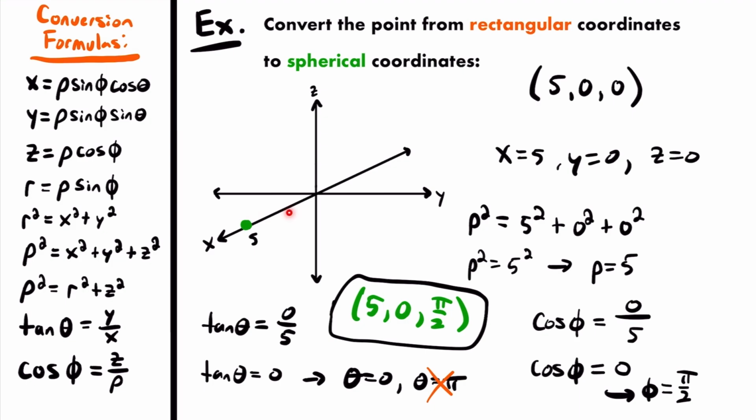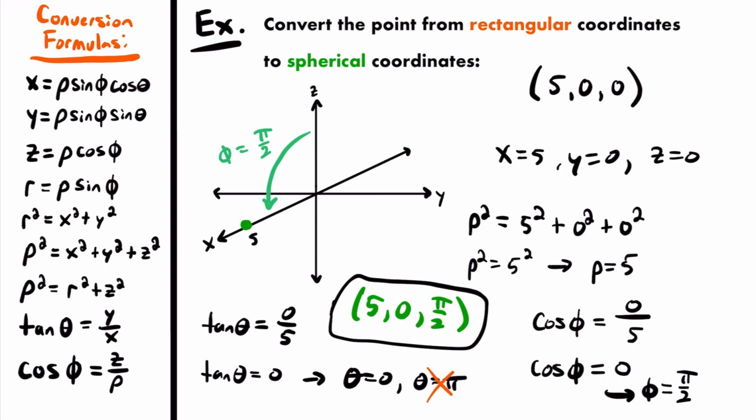But since we are at theta equals 0, that just takes us along the x-axis. So I'll just label that here. That is our angle of pi divided by 2. And then rho, our distance from the origin, is 5. So everything checks out here. These spherical coordinates are equivalent to these rectangular coordinates.